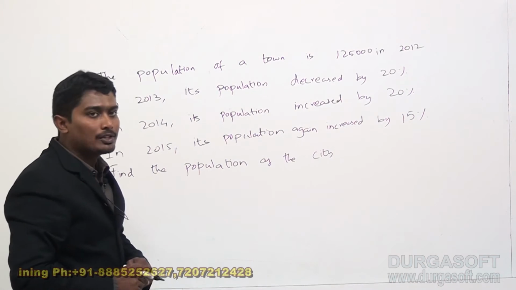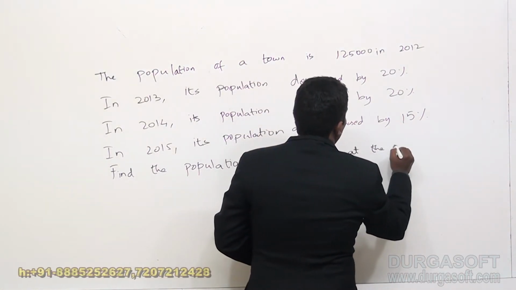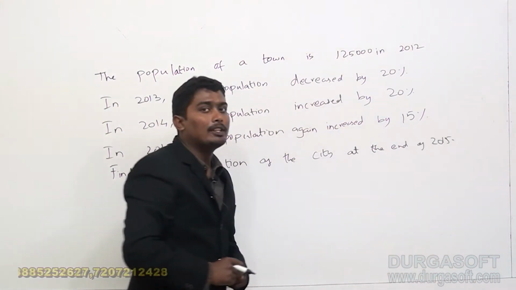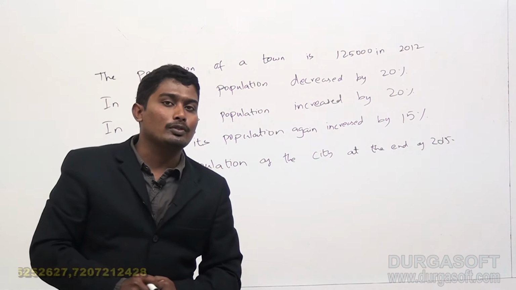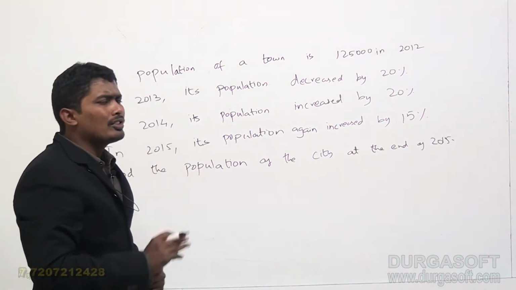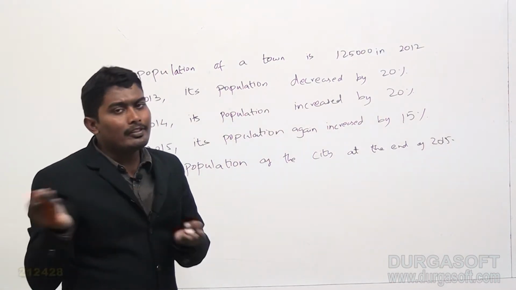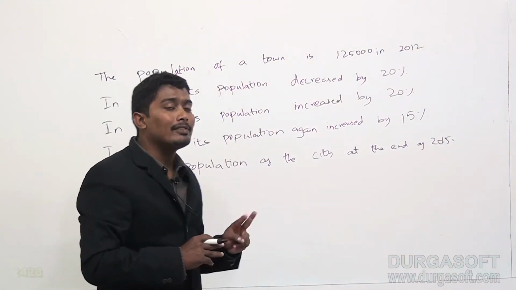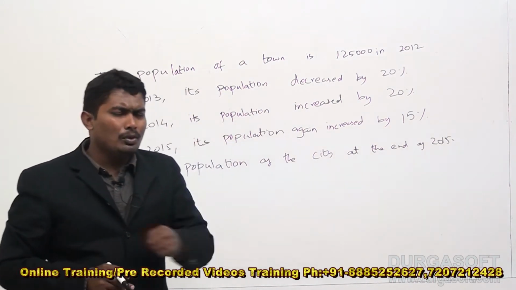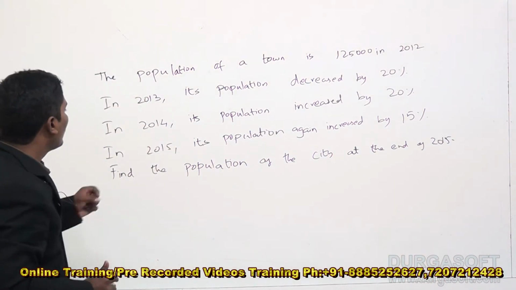Find the population of the city at the end of 2015. Now this problem, we already saw problems about successive increase or successive decrease, but we had a formula only for two successive increases or decreases. Here they are given three values. So how will we work with these three values? Let's have a look at this.